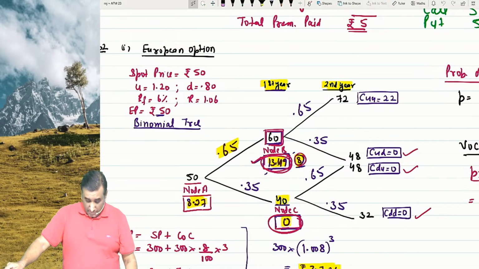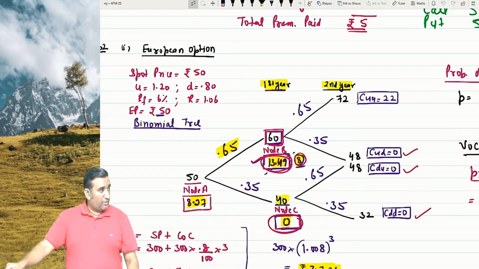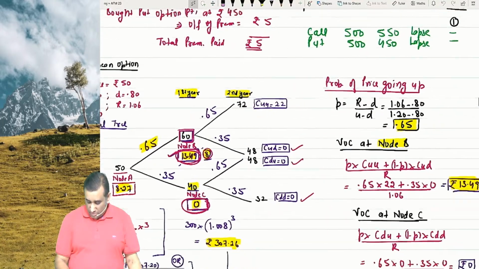In the chart you have a spot price 50, U 1.28, RF 6, capital R 1.0, and I have a binomial tree. First year, second year, probability is coming 0.65, and the other is 0.35. Which comes out CUU, that's 2 time upside 22, CD is 0, it lapses, and the value of call which I am getting at node B is 13.49, node C I am getting is 0. Node C and node A, discounting back of 13.49 in this.